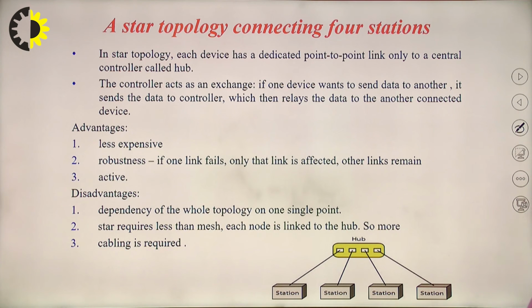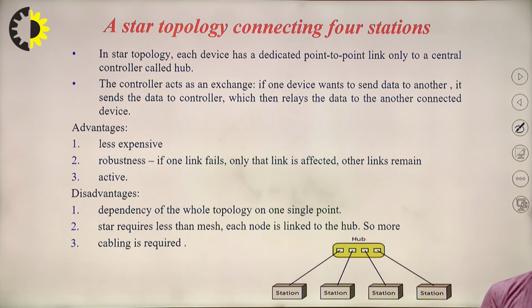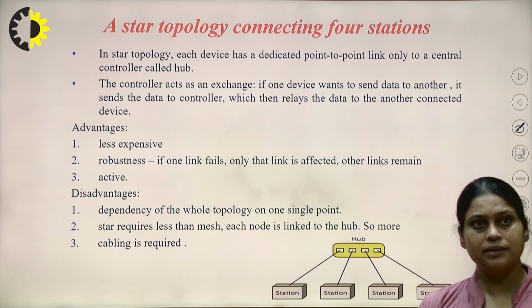Now the disadvantage: the whole network, all the stations, are dependent on a central controller. So if at any point of time your central controller is damaged, your whole data will be lost. So that is the star topology. Cabling is also one issue in that case.